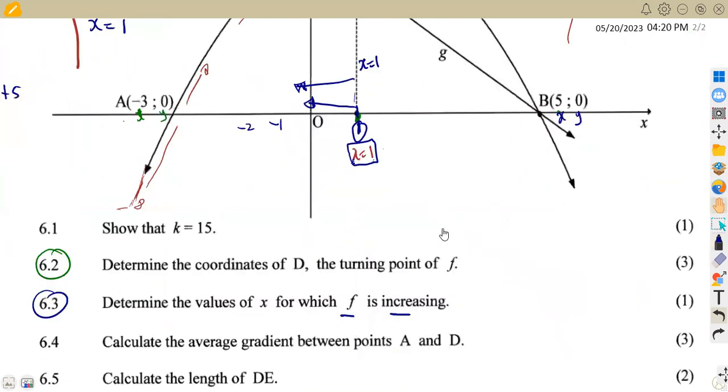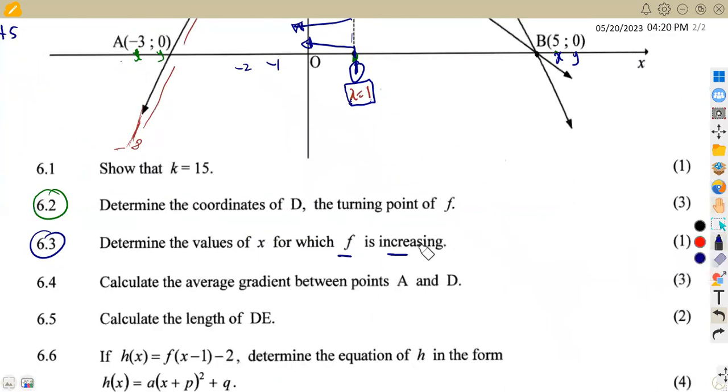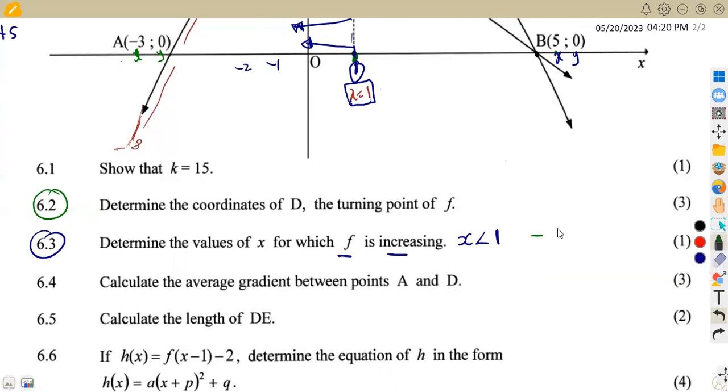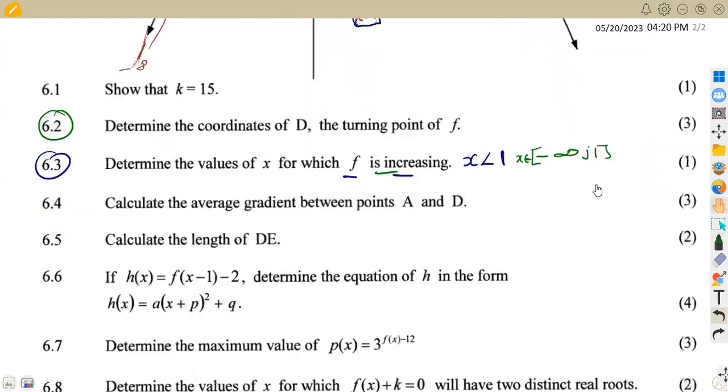So we can conclude that our function is increasing for the values of x which are less than 1 at the turning point. This is for all the values of x, up to negative infinity, everything is included. We can present this as from negative infinity, limited up to positive 1. So these are the values of x, limited to 1, if you are to indicate this. You can just see it from the graph. Okay, so that is just 1 mark there.